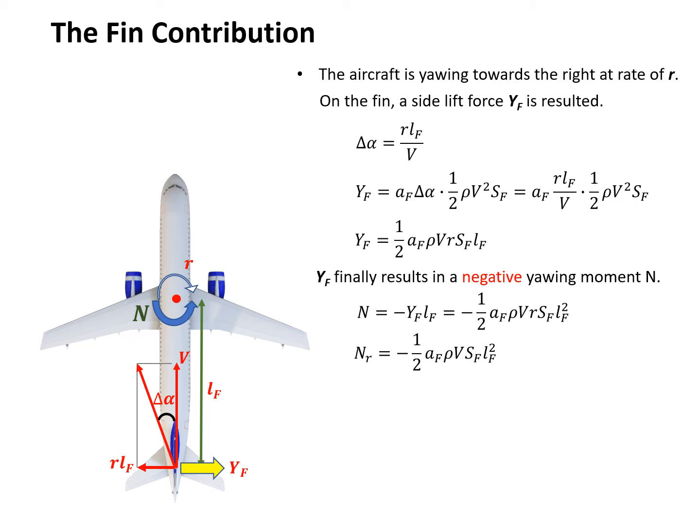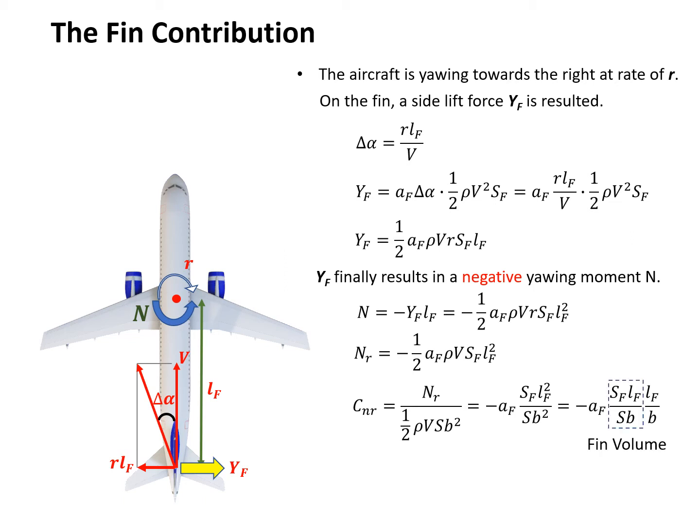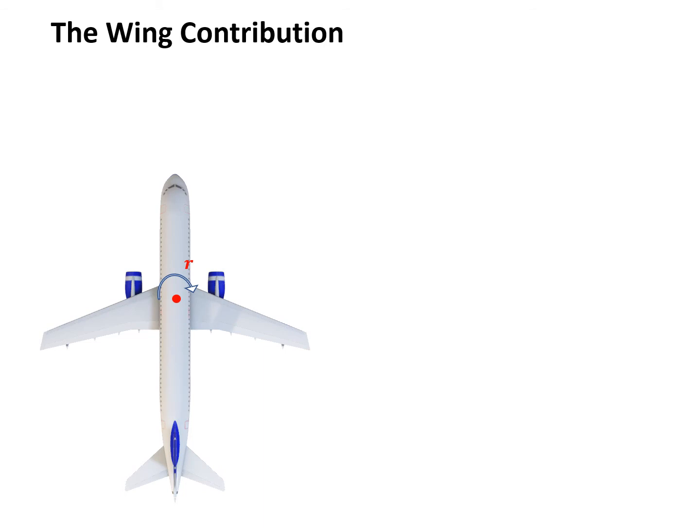Since we're looking at the derivative, partial N over partial r, the r is eliminated, and then we find the denominator to get the non-dimensional CNR. We have minus aF times SF lf divided by S b, times lf divided by b. We've seen this before: this ratio we call fin volume, and eventually CNR equals minus aF times VF times lf divided by b. We've derived the fin contribution to CNR.